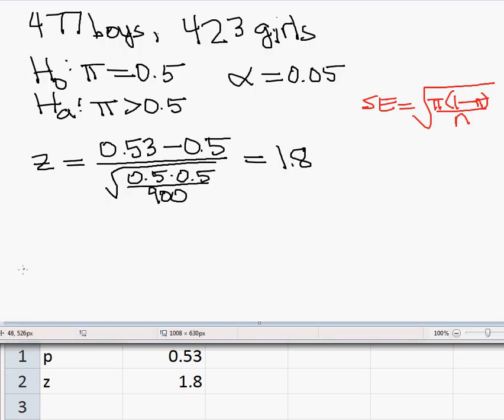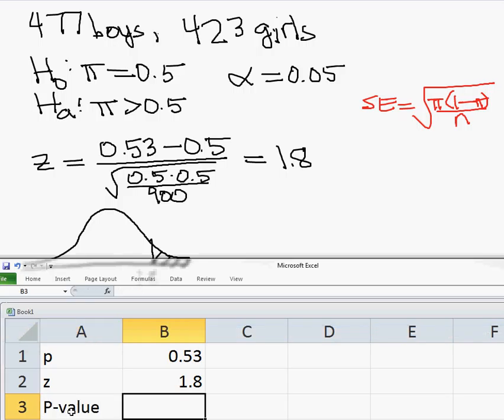The next thing we do is we either find the observed significance level or else the critical value. The observed significance level, if I have 1.8, I need to find, in this case, the area to the right, because the alternative hypothesis says that pi is greater than 0.5. So the p-value will be equal to 1 minus NORM.S.DIST of 1.8. This also could be found on the TI calculator using the normal CDF function. And we get a p-value of 0.036.